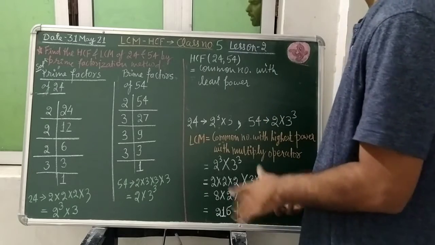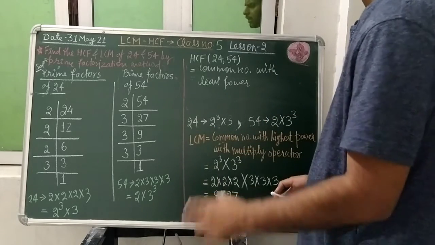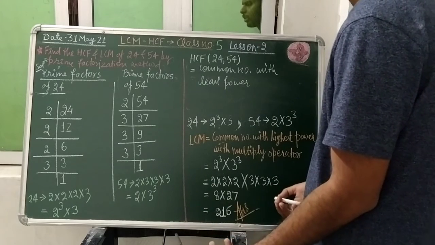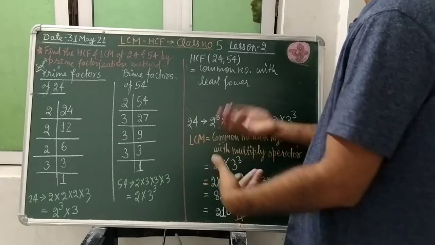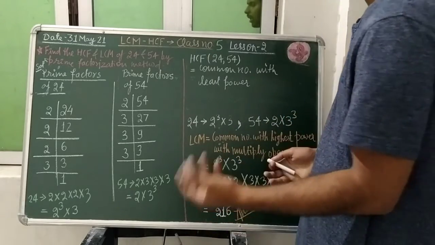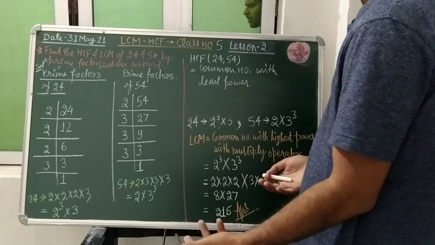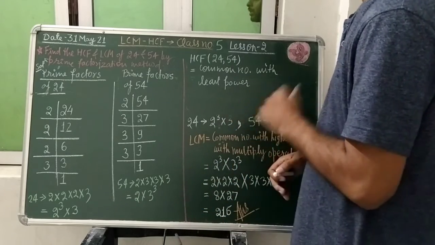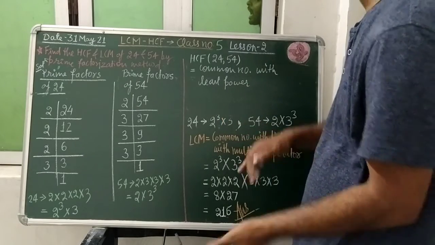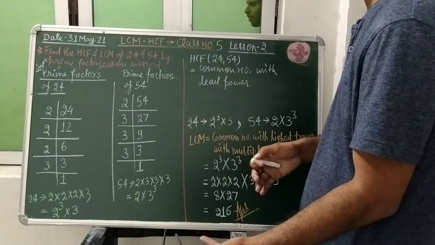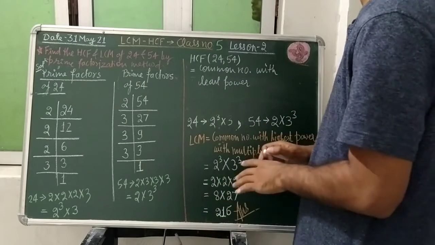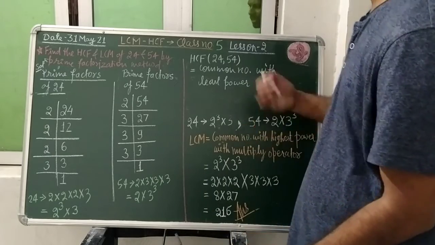Highest power. Look students, in LCM, lowest is present. So the opposite of lowest is what? Highest. So for the prime factorization method, for LCM lowest is present, so we shall select the number which has the highest power, because the opposite of lowest is highest. So for LCM we shall select the common number with highest power.